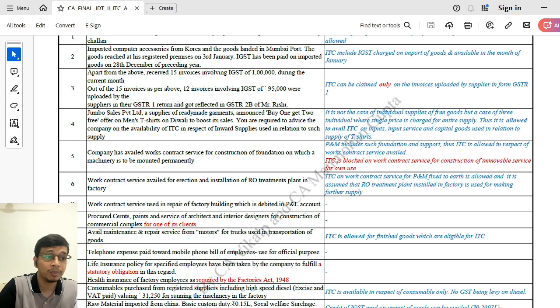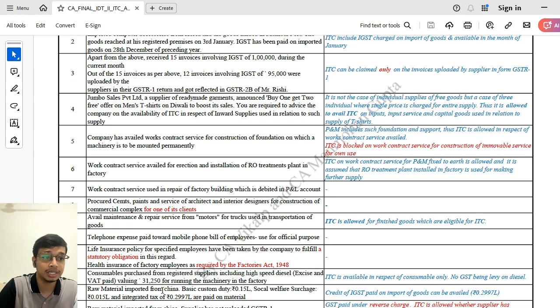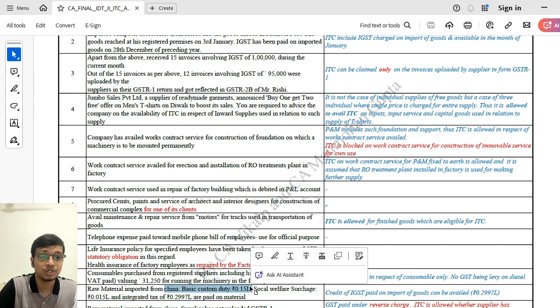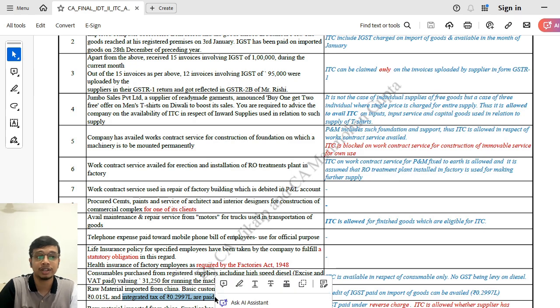Next, raw material imported from China, basic custom duty 15,000, social welfare charges 15,000, integrated tax 29,970. We already paid integrated tax of 29,970 on the import from the China, so we can claim ITC of that amount.